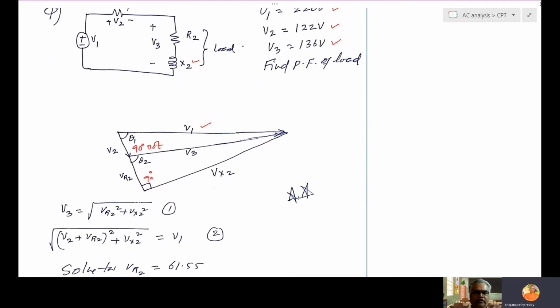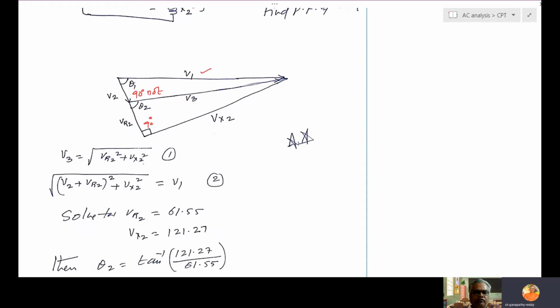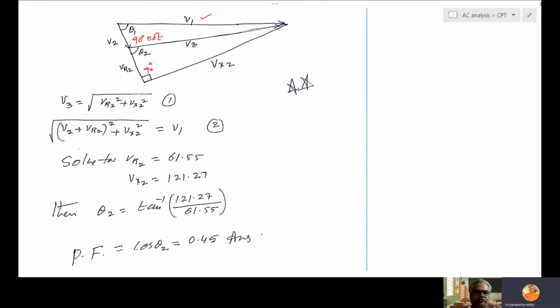Okay. So therefore, based on this, V3 is equal to the root of VR2 square plus VX2 square, because it is 90 degrees. And the second one, the root of (V2 plus VR2) square plus VX2 square must be equal to V1. So two unknowns, two equations. In this, V3 we know, V2 we know, VR2 and VX2 we don't know. So solve these two equations for VR2 and VX2.